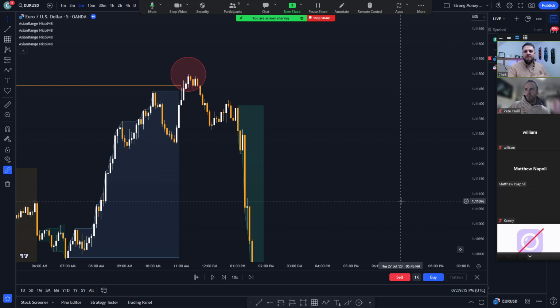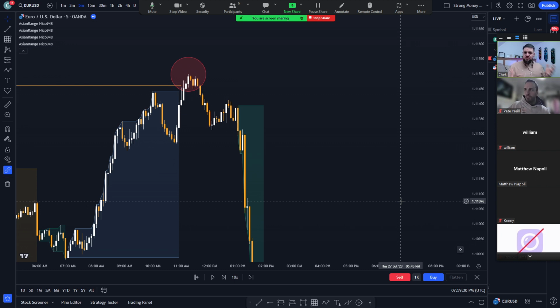which is why hidden MSU is something that I'm not going to bang the drum too much about. I'll talk about it if I've entered off the back of it, but it's a minor confluence, if that makes sense. It's the final piece of the puzzle when everything else is correct for the trade.